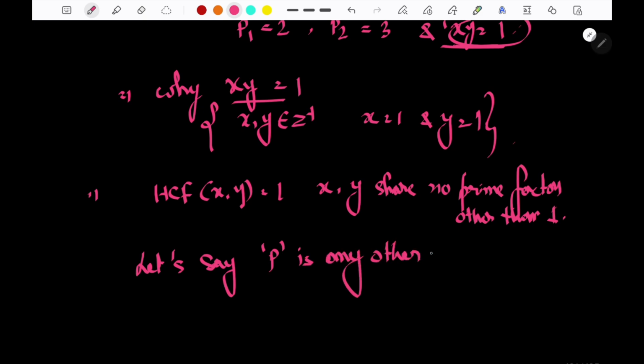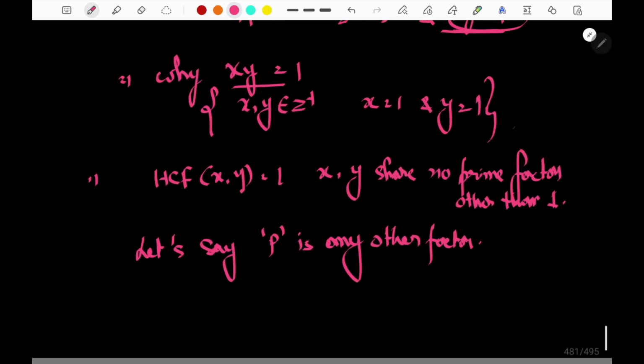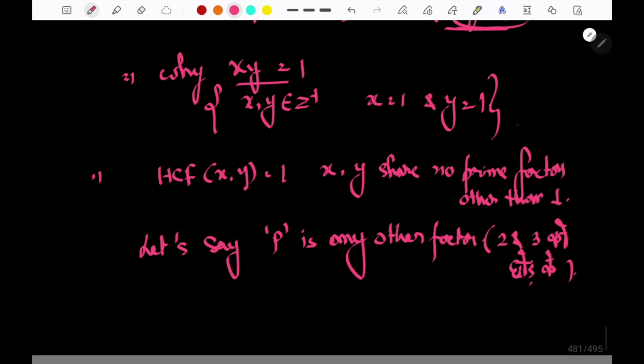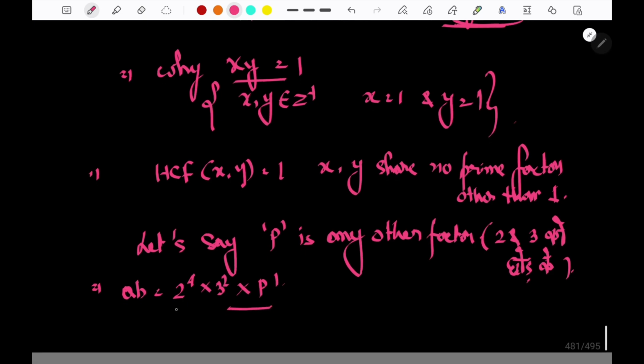So if P is any other factor, what is going to happen? Here P is any other factor, leaving aside 2 and 3. Then we can say AB is equal to 2 to the power 4 into 3 to the power 2 into P to the power 1, and then what will be the number of divisors? P is any other factor, so I am writing only power 1. So again (4 plus 1) into (2 plus 1) into (1 plus 1). So basically this will be 30 and not 15.